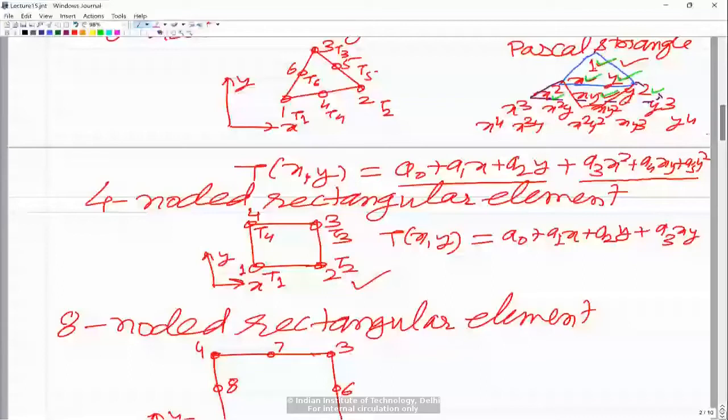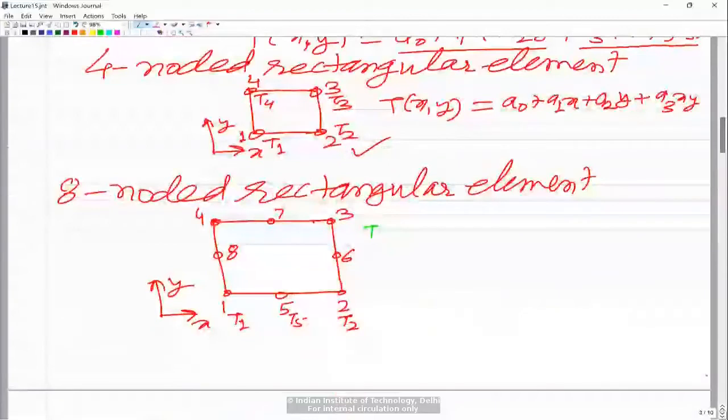Then we want to include 2 more terms. How do we go about that? Obviously next we go for the cubic terms, but we take terms which are closer to the vertical center line of the Pascal's triangle. So we will go for x square y and xy square. These will be the terms in the approximate solution for the 8 noded rectangular element.